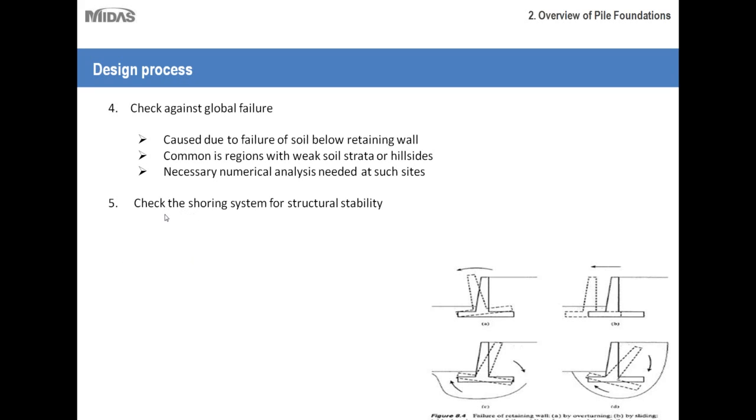Okay, and then the next step is to check the shoring system for structural stability. Once you have analyzed all of your soil surroundings, the final step in the design process is to check the shoring system itself, to check the structural members that you're using, and to find not the forces acting on them, but the reactions to the forces that are acting on them. So it's necessary to check the individual components.